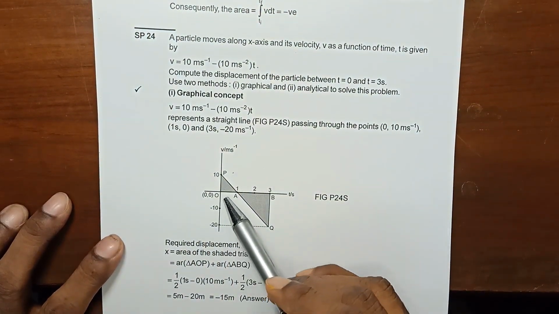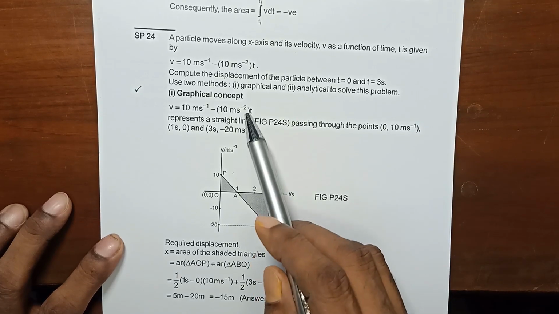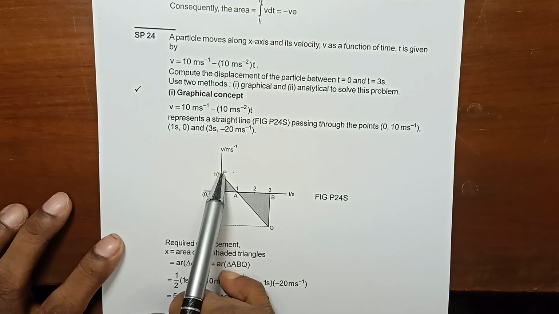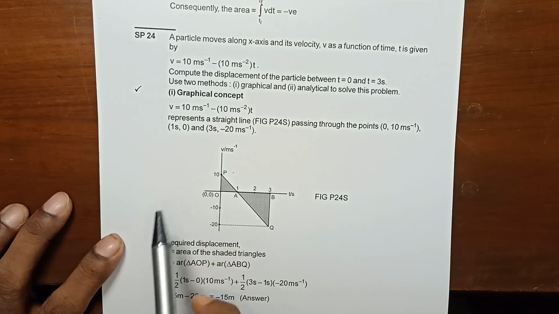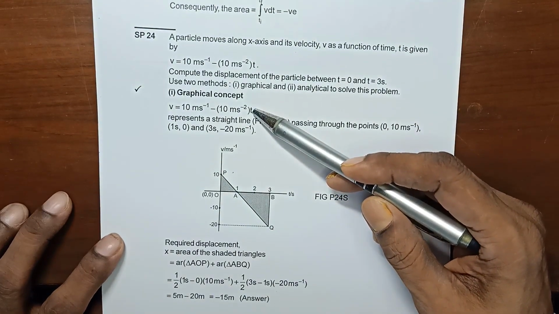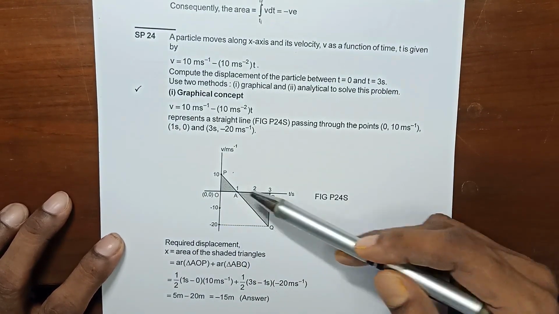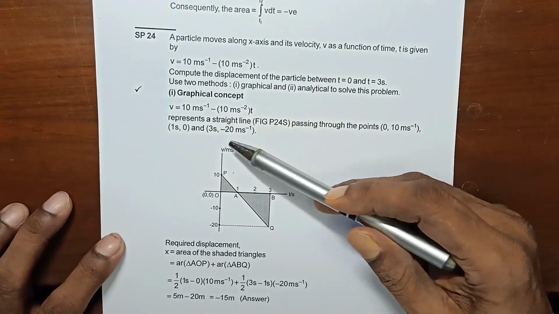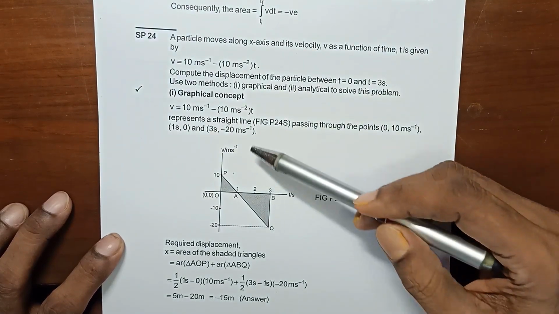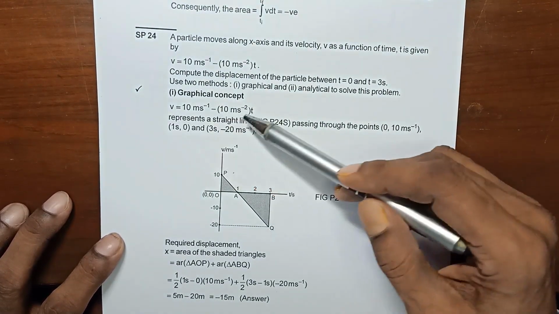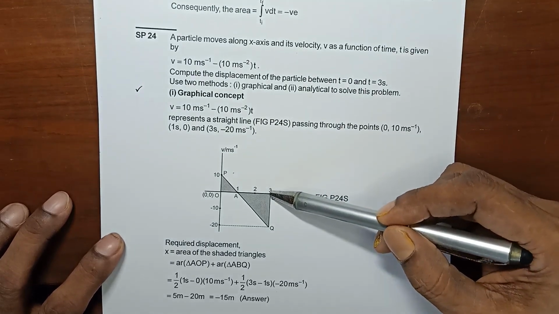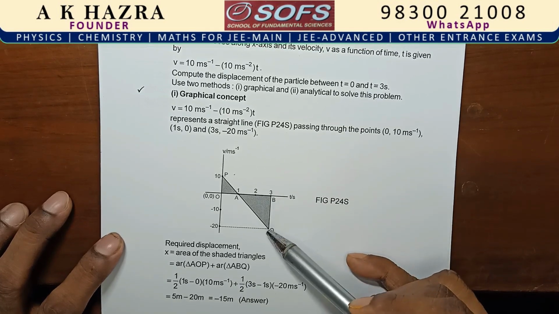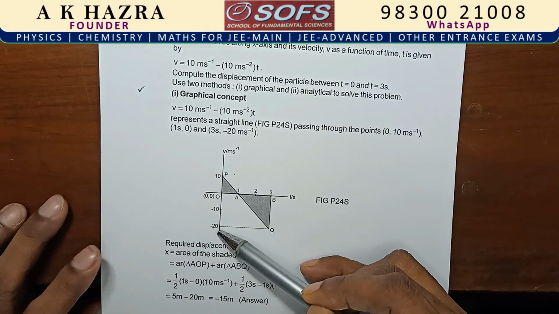How? Now you consider t is equal to 0. When t is equal to 0, v is equal to 10 meter per second. So we will have a point 0, 10 meter per second. When t is equal to 1 second, v is equal to 0, this point. And when t is equal to 3 seconds, v is equal to minus 20 meter per second. So this is the point where t is equal to 3 seconds, v is equal to minus 20 meter per second.